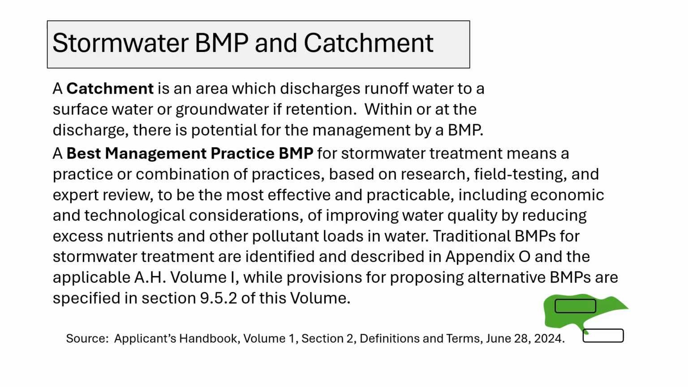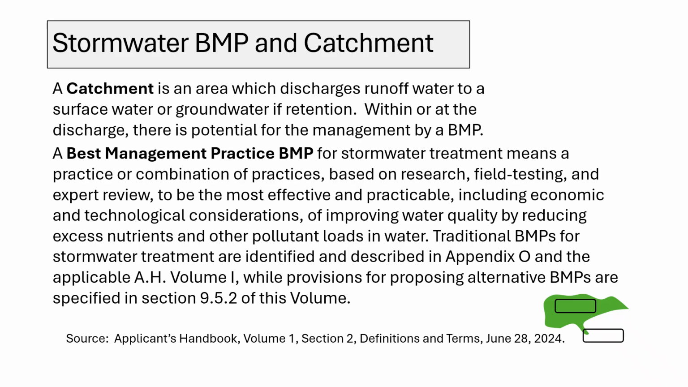A best management practice for stormwater treatment is a practice or often a combination of practices that has been rigorously evaluated. This evaluation involves research, field testing, and expert review to determine its effectiveness and practicality, considering both economic and technological factors. The primary goal of a BMP is to improve water quality by significantly reducing excess nutrients and other pollutant loads in the water.